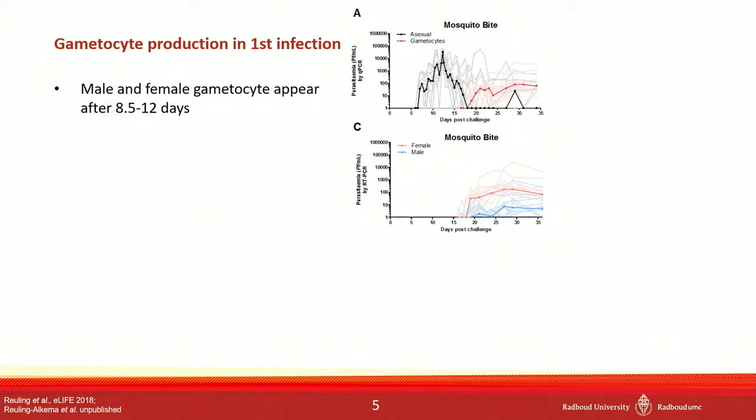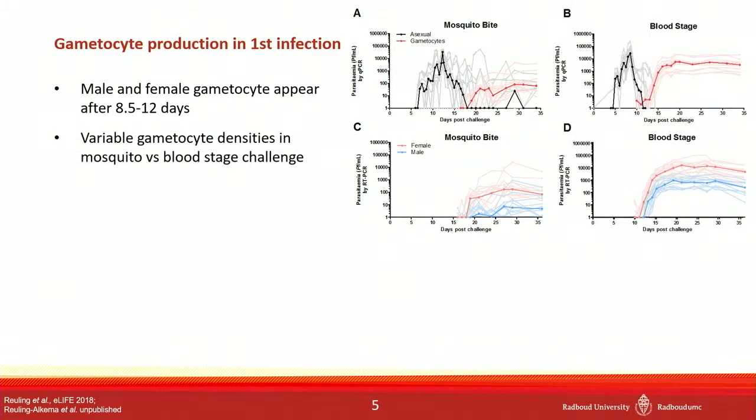So we see a very nice predictable pattern. Here you see in black asexual parasites, in red female gametocytes, in blue male gametocytes, and they really appear after 8.5 to 12 days after the first peak of asexual parasites, which is an indication that actually from the first parasites in the bloodstream, some of them commit to become gametocytes. So this is 3D7 parasites by mosquito stage inoculum. This is 3D7 parasites by blood stage inoculum. And the asexual parasite densities are actually very similar, but we achieve much higher gametocyte densities, about 10-fold higher, which is intriguing.